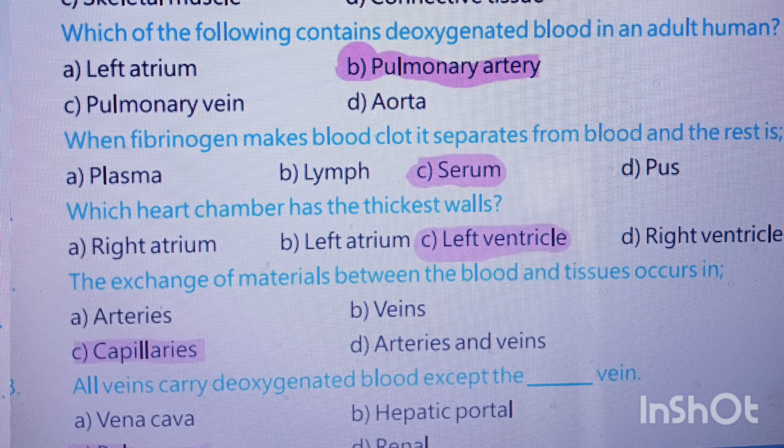Next, the next one is, which of the following contains deoxygenated blood in an adult human? Which carries deoxygenated blood in an adult human? So, the correct option is option number B, pulmonary artery.